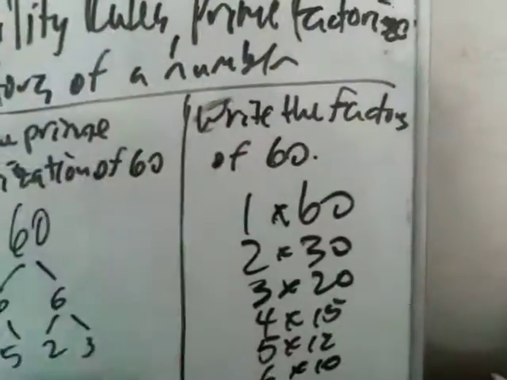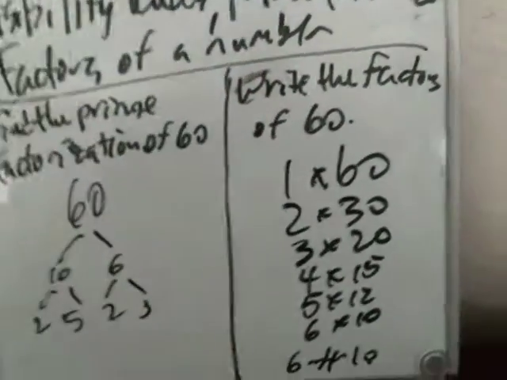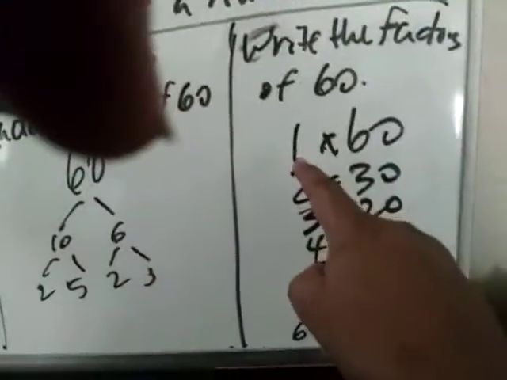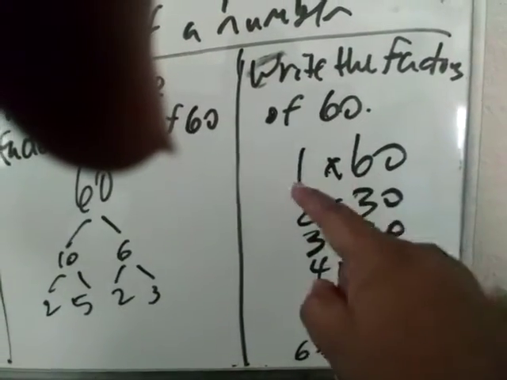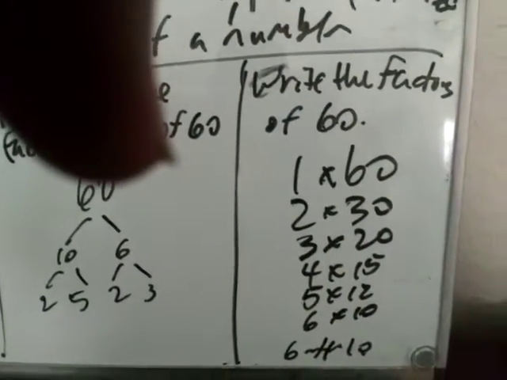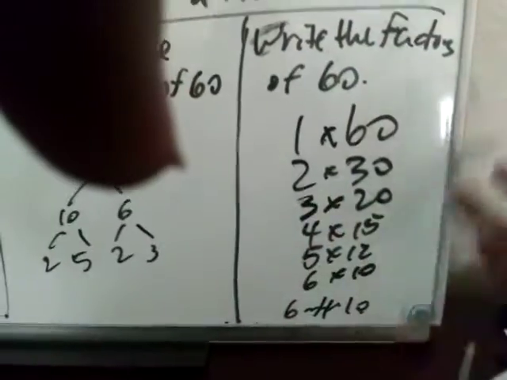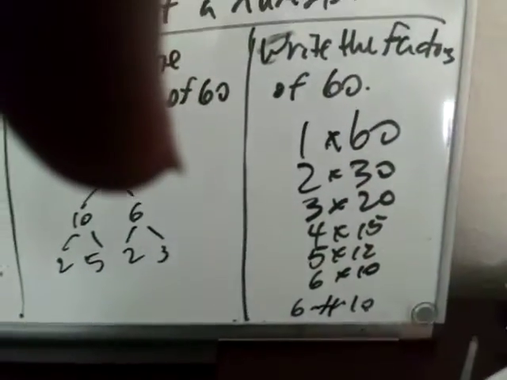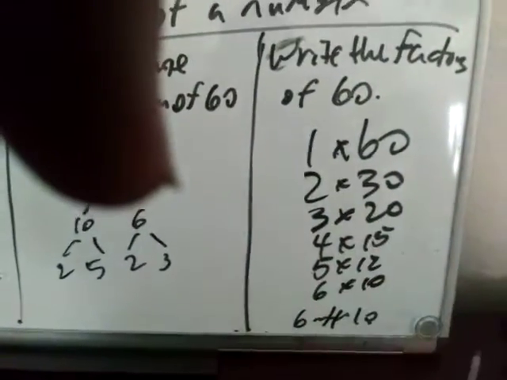What if the instructions say write the factors of 60? You always start with 1. 1 times the biggest number, 1 times 60. And then you start from there. Does 2 go into 60? Yeah, it's even. So that's 2 times 30. What about 3? 3 times 20. What about 4? 4 times 15. What about 5? 5 times 12.